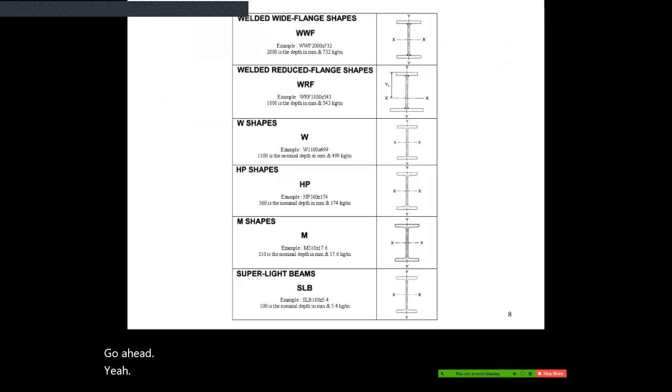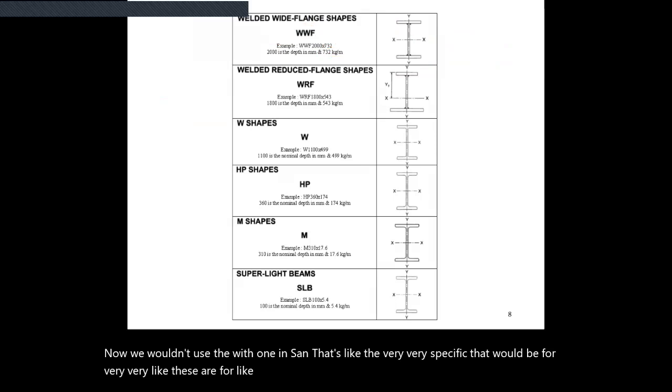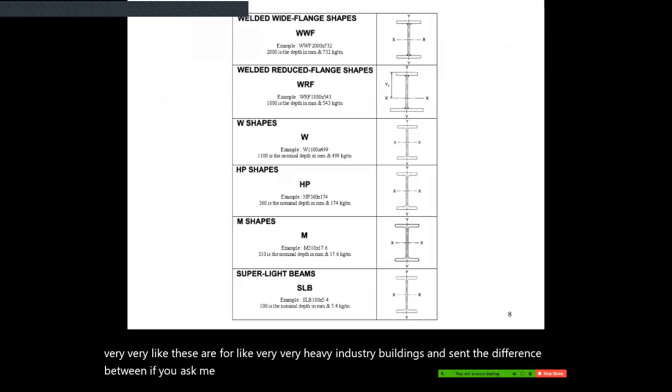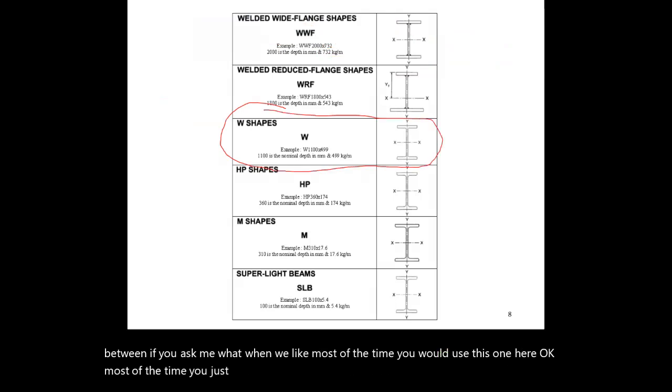No, we wouldn't use the welded one. That's very, very specific. These are for very, very heavy industry buildings. The difference, if you're asking when you would use which: most of the time you would use this one here. Most of the time you use this one. Now, do you know the significant difference between this one and this one? Is it that one is welded and one is not?